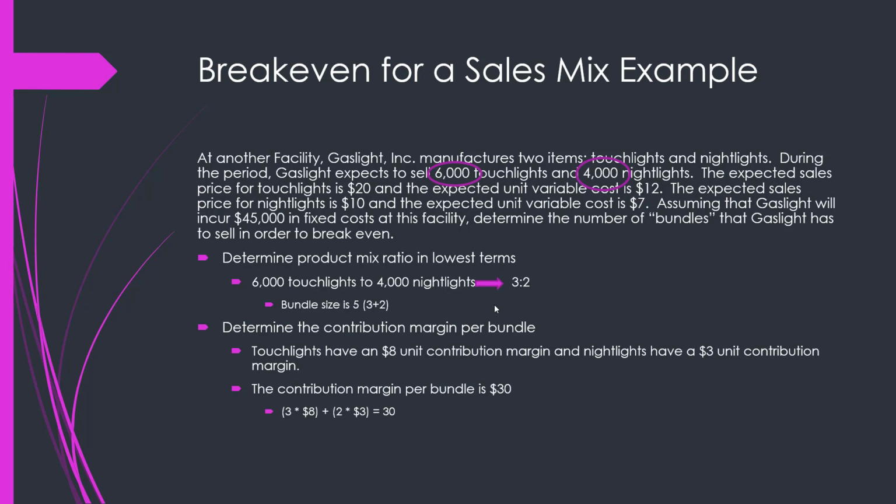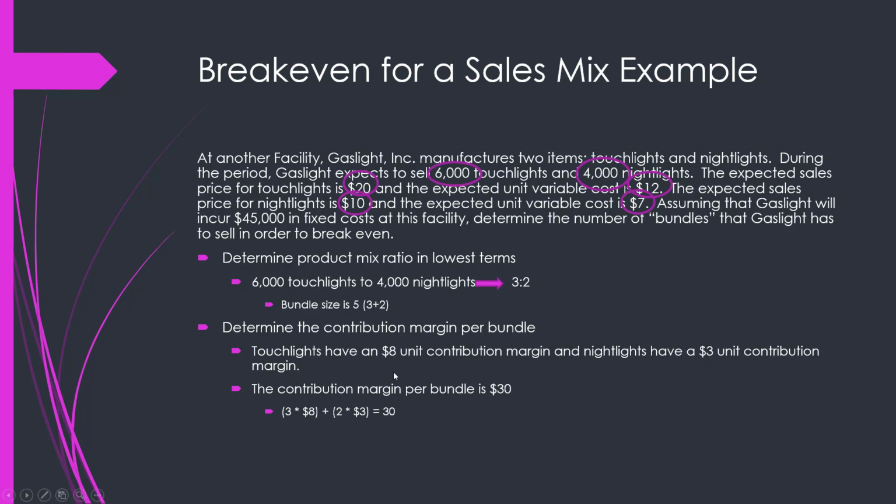For the touch lights, we're going to sell them for $20 a pop. Each one of them is going to cost us $12 in variable manufacturing costs to produce. That means the touch lights have an $8 unit contribution margin. For night lights, we're selling them for $10 a piece. And each one of those has a unit variable cost of $7. Therefore, each night light that we sell will have a $3 unit contribution margin.